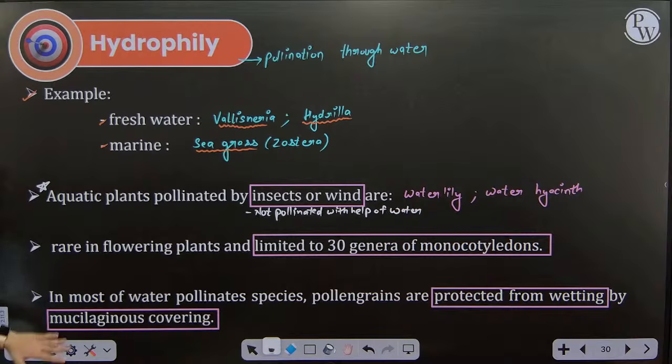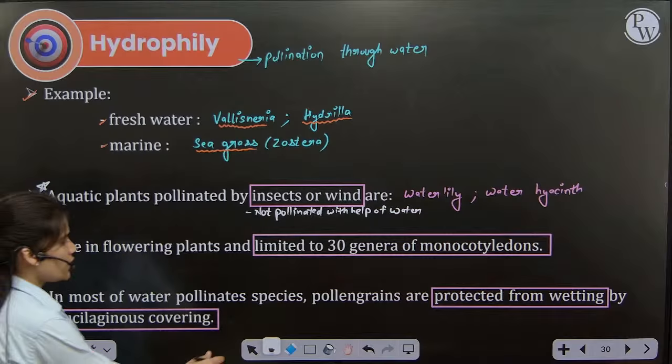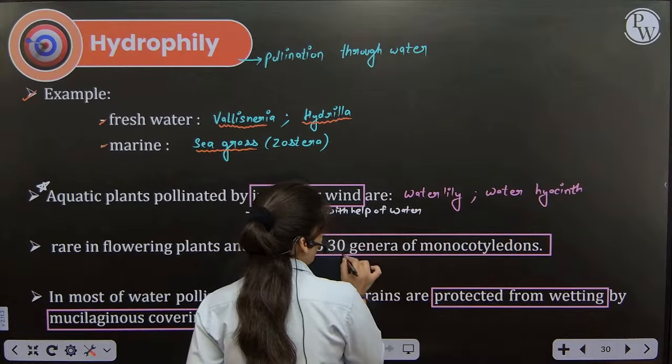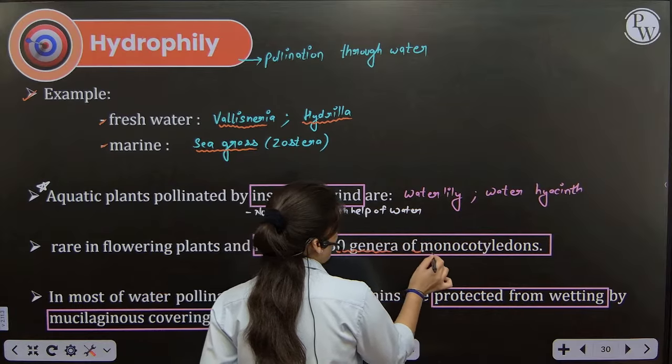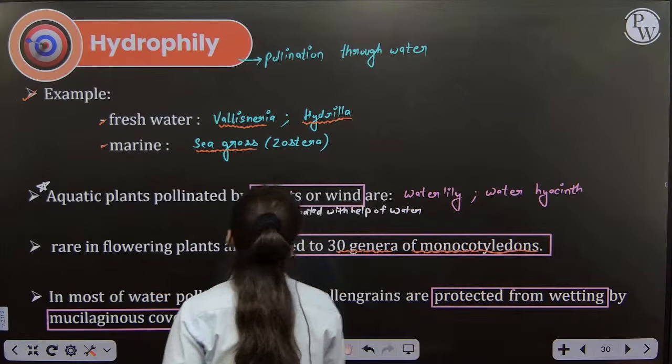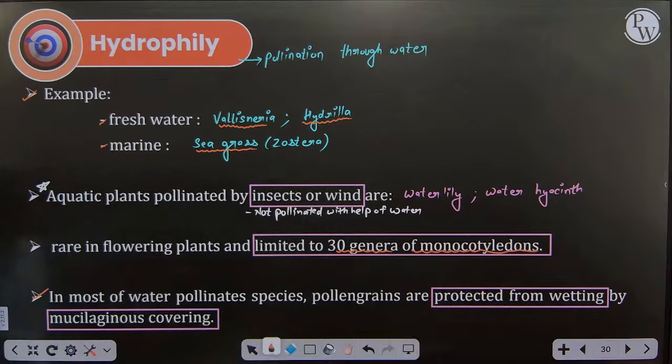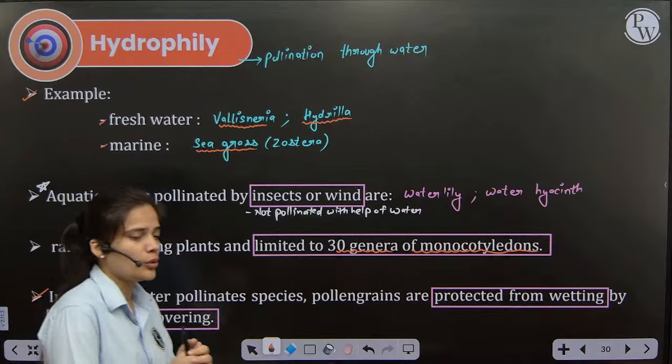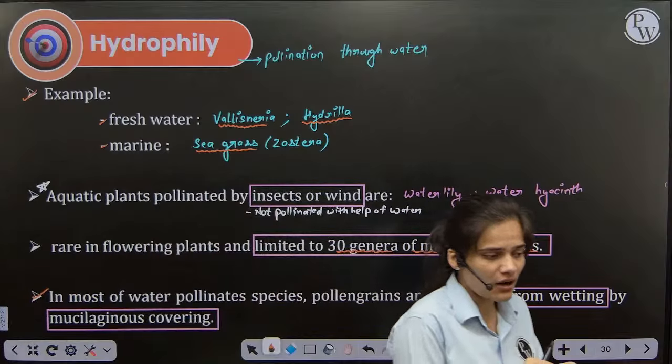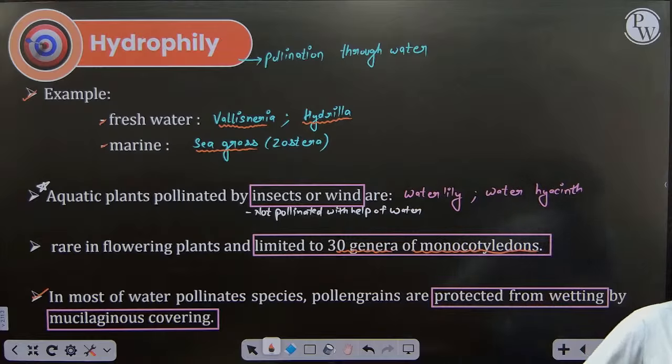Next, hydrophily is rare in flowering plants and it is limited to about 30 genera of monocotyledons. In most water pollinated species, what happens? The pollen grain is protected from wetting with the help of a covering. That covering is made up of mucilage. So in water pollinated species, pollen grains are protected from wetting by the mucilaginous covering.